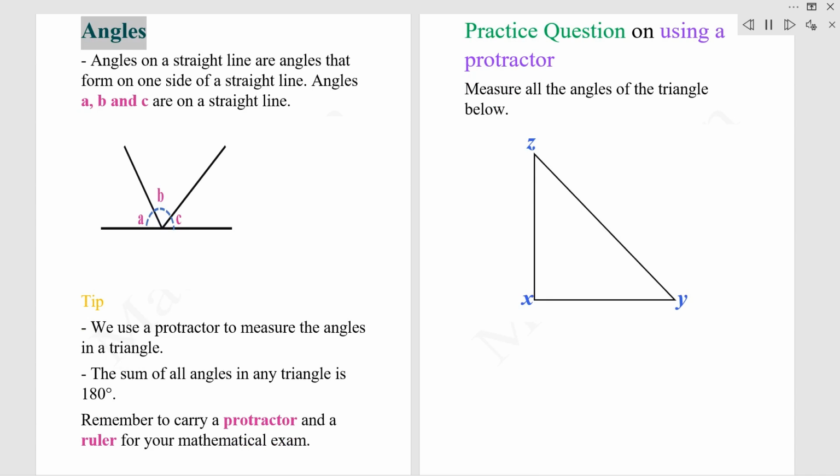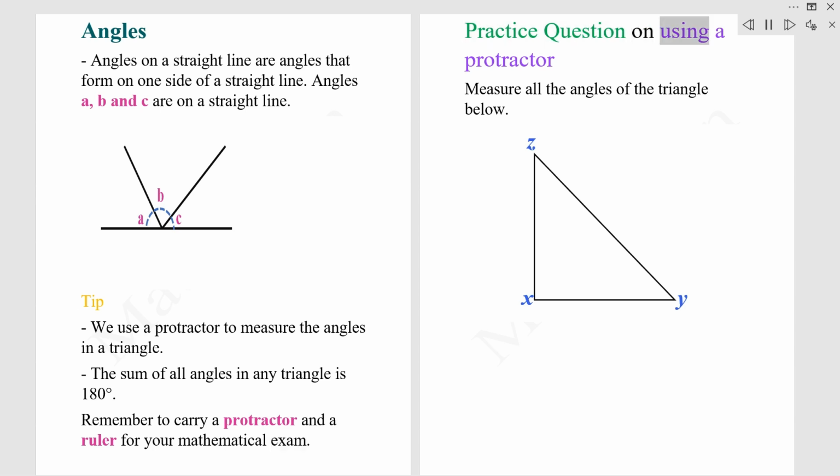Angles. Angles on a straight line are angles that form on one side of a straight line. Angles A, B and C are on a straight line. Tip. We use a protractor to measure the angles in a triangle. The sum of all angles in any triangle is 180 degrees. Remember to carry a protractor and a ruler for your mathematical exam.